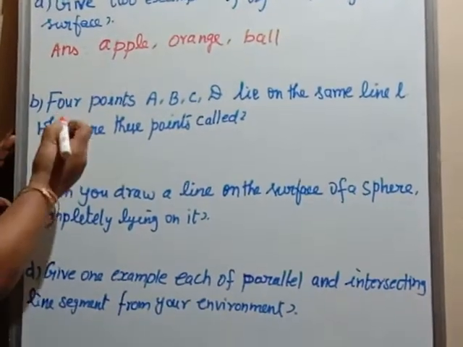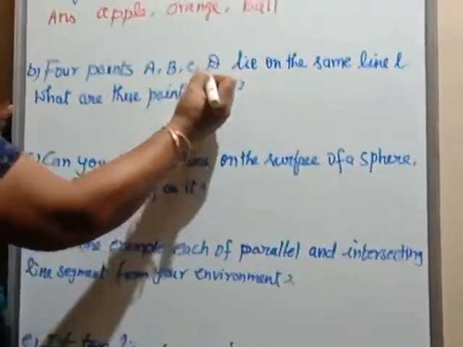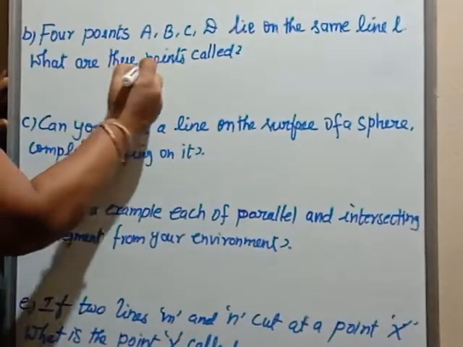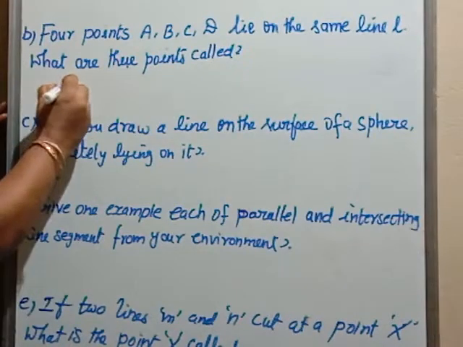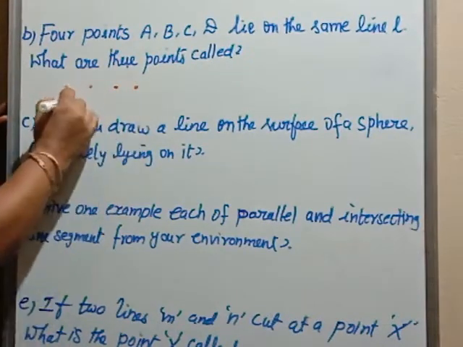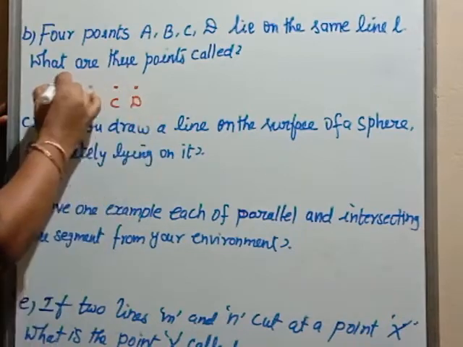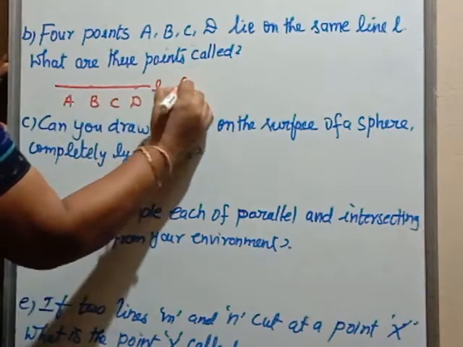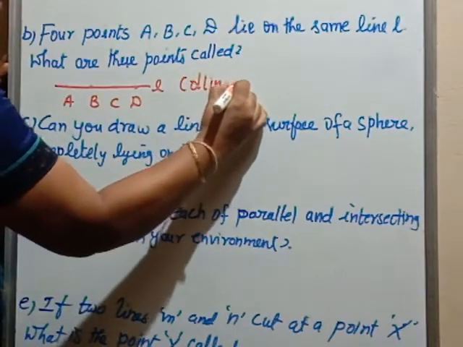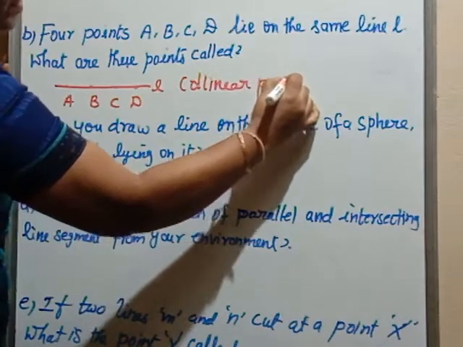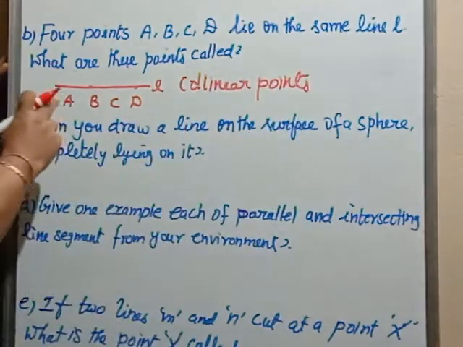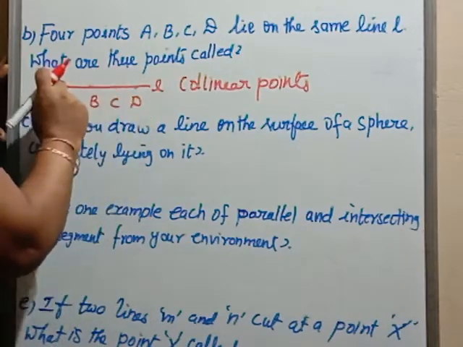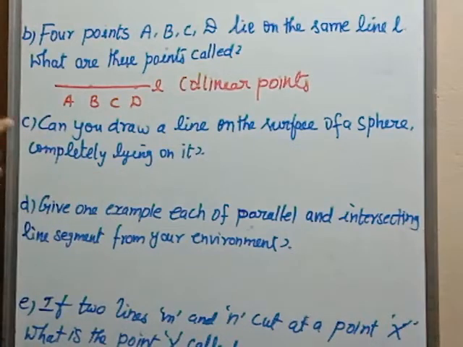Now, move to the second. 4 points A, B, C, D lie on the same line L. What are these points called? These are called collinear points. Why are they called collinear points, children? Because many points that lie on the same line are called collinear points.